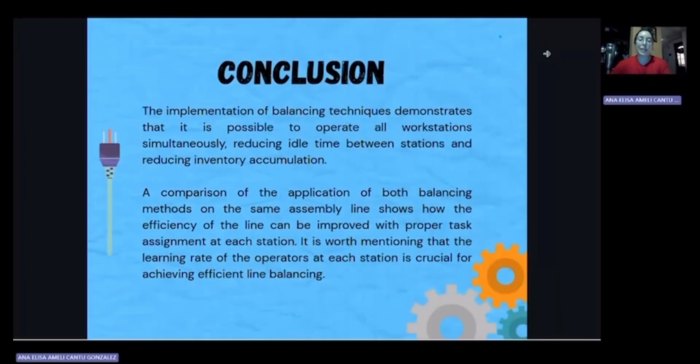In conclusion, the implementation of balancing techniques demonstrates that it is possible to operate all workstations simultaneously, reducing idle time between stations and reducing inventory accumulation. A comparison of the application of both balancing methods on the same assembly line shows how the efficiency of the line can be improved with proper task assignment at each station. It is worth mentioning that the learning rate of the operators at each station is crucial for achieving efficient line balancing. Thank you for your attention.